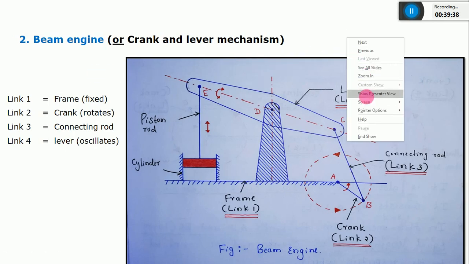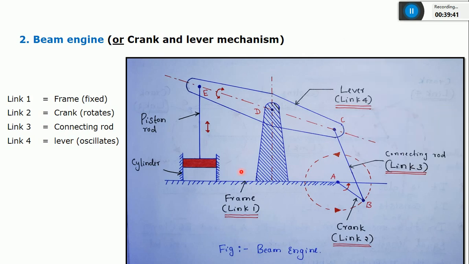That is, frame is fixed. You can see here, this is a frame, the platform which is fixed. That will be considered as link 1. Okay, and this link AB, which is nothing but a crank. I have shown the path of this point B. It will trace a circular path. As I said, if it is tracing a circular path, you can call that particular link as a crank, which is link 2.